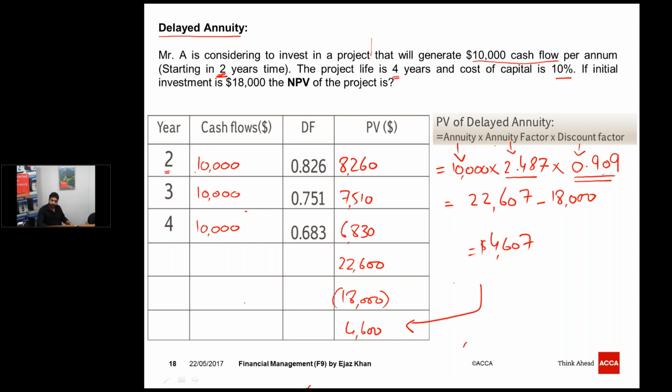So we'll multiply these 3 figures, we'll get the present value of cash inflows, and then we'll deduct the initial investment to get the net present value. I hope everybody has got this. Any question?